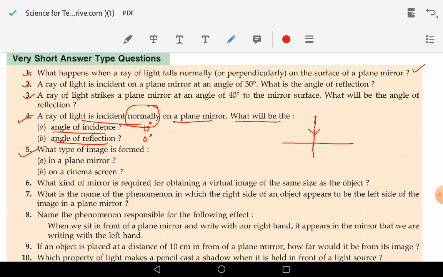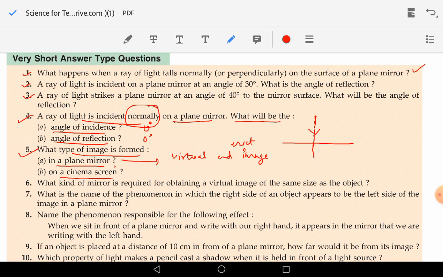Now what type of image is formed in a plane mirror and on a cinema screen? Very important, we all use a plane mirror in our homes when we dress up, right? In that mirror we see ourselves exactly the same, as we are standing in front of the mirror. So that is called a virtual and erect image: our height is the same and the way we are standing, we will look exactly like that. So on a plane mirror we get a virtual and erect image.